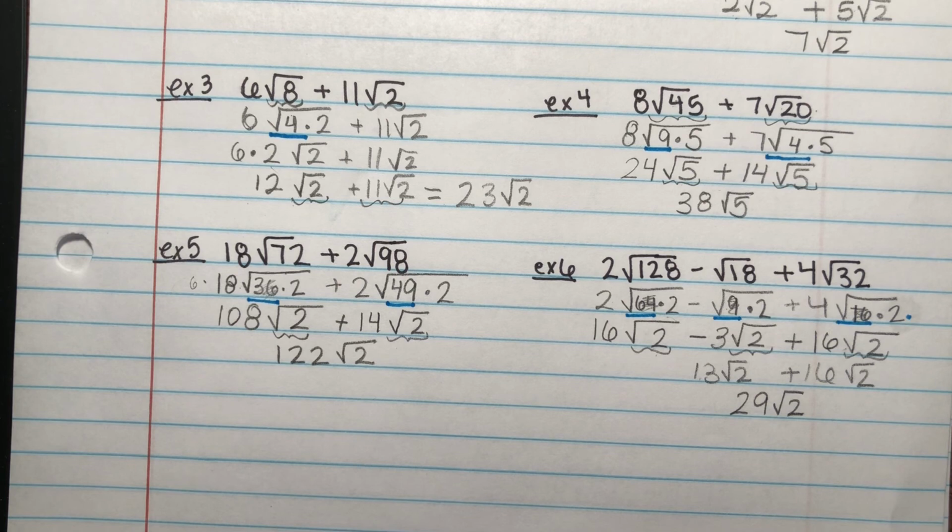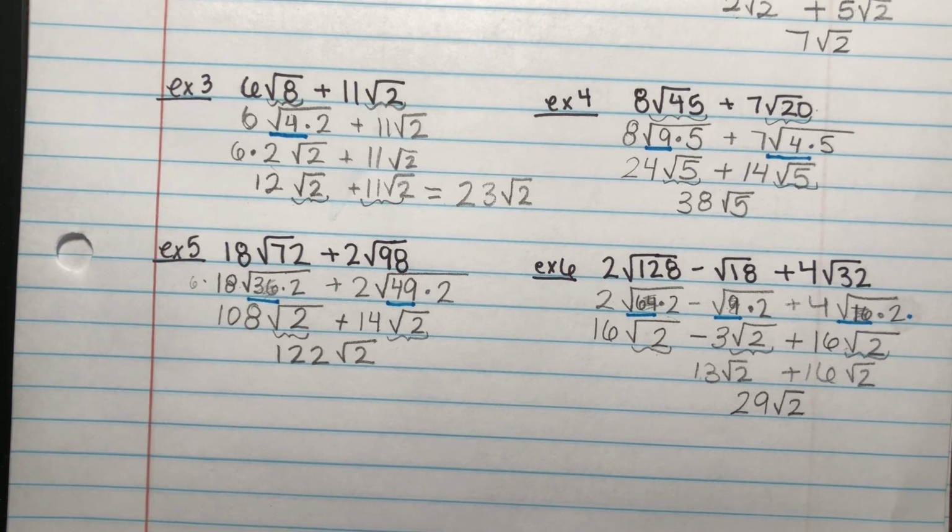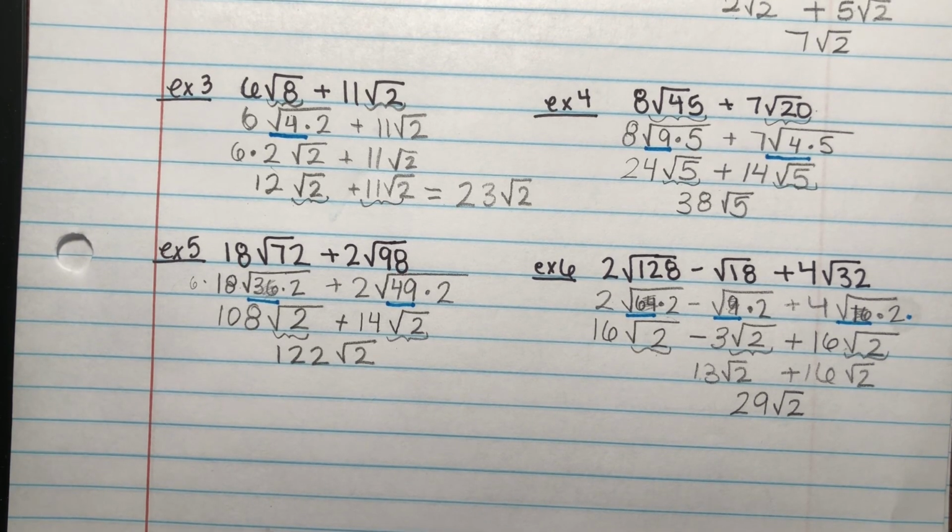All right, so first we need to check, do we have the same radical? If not, we need to simplify where we will have the same number under the radical. Then once we have the same number, then we can add or subtract our coefficients.